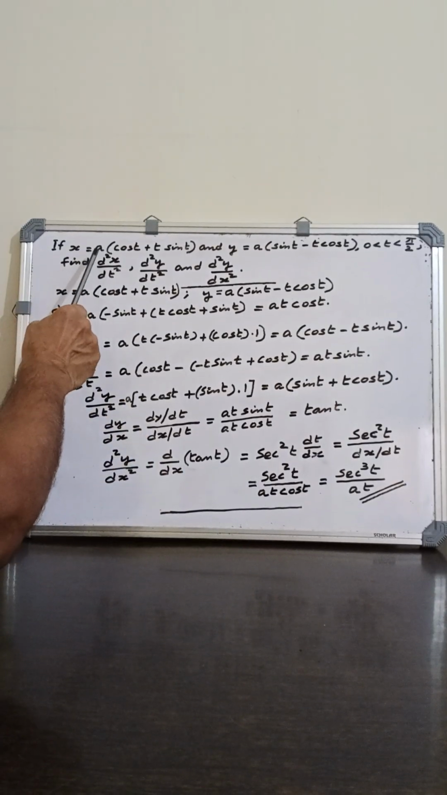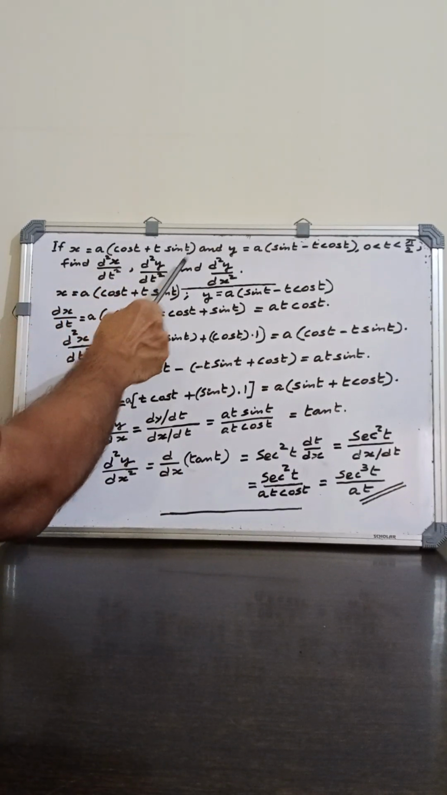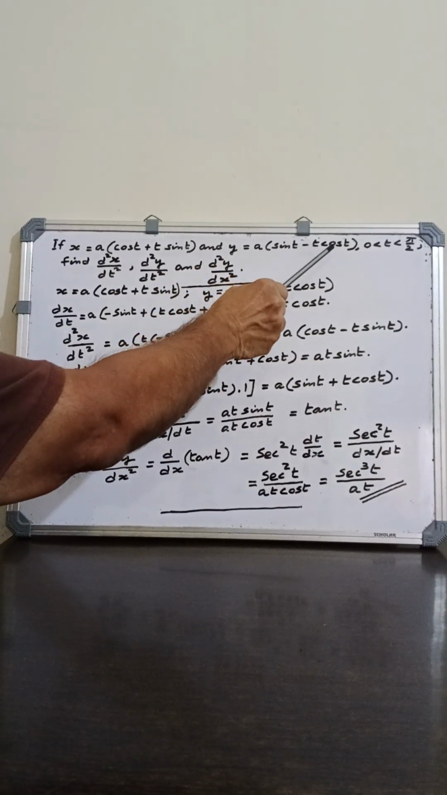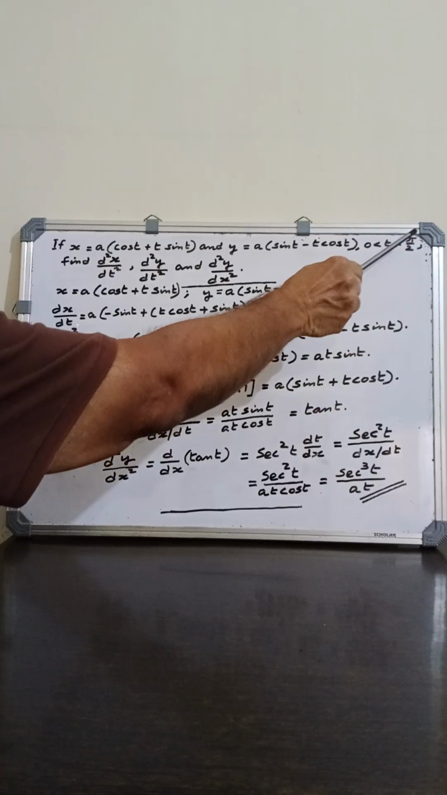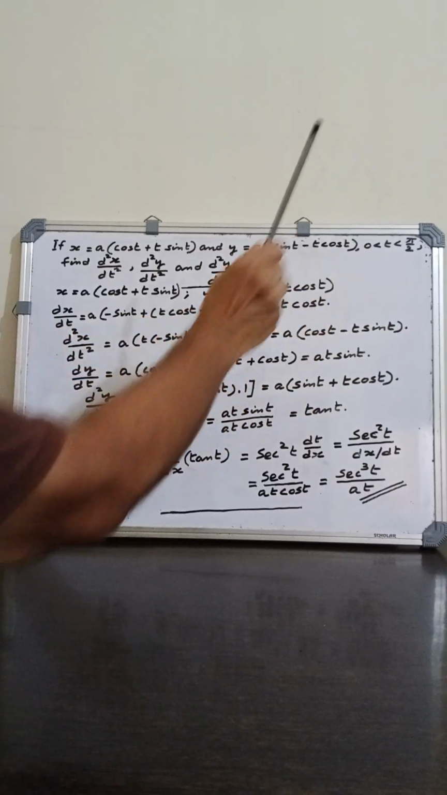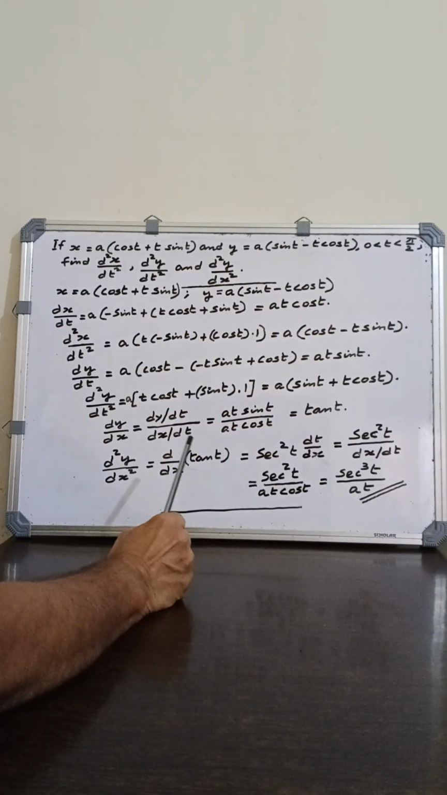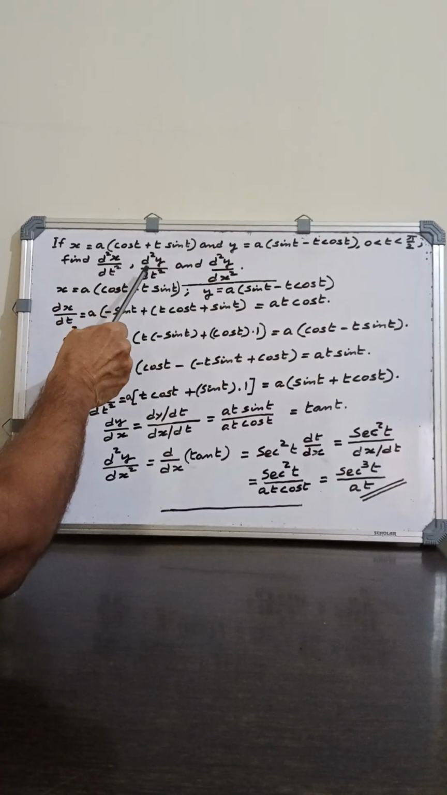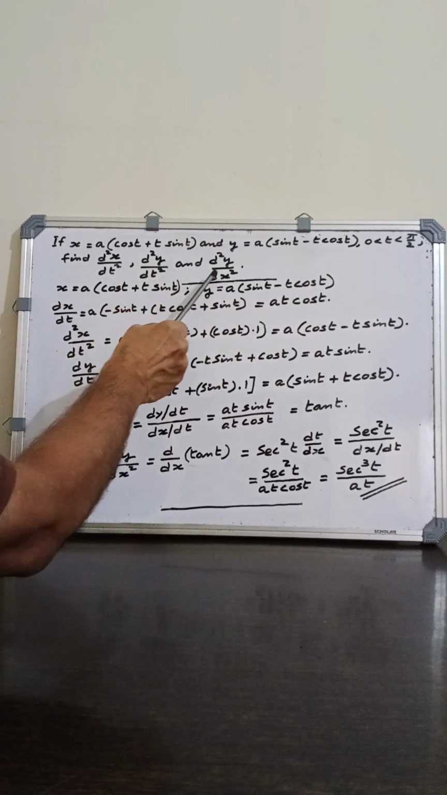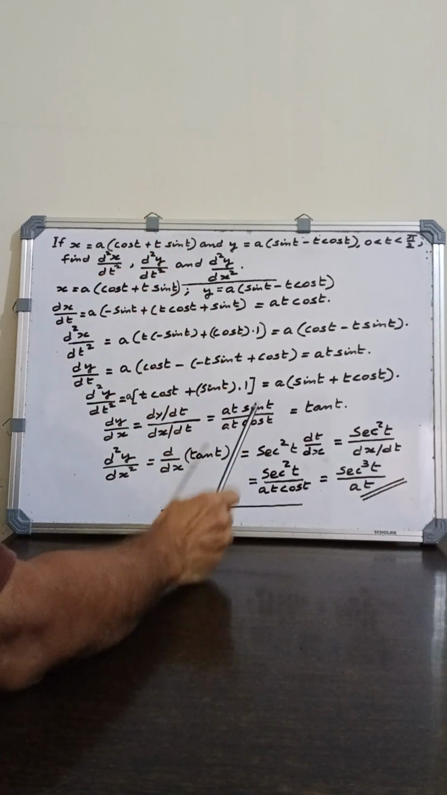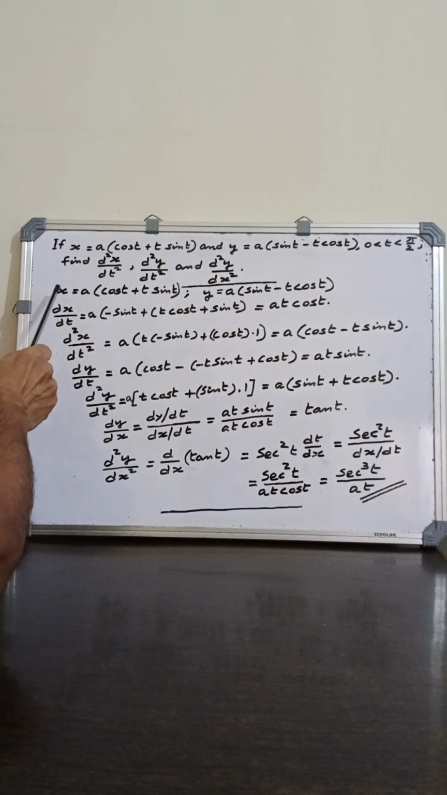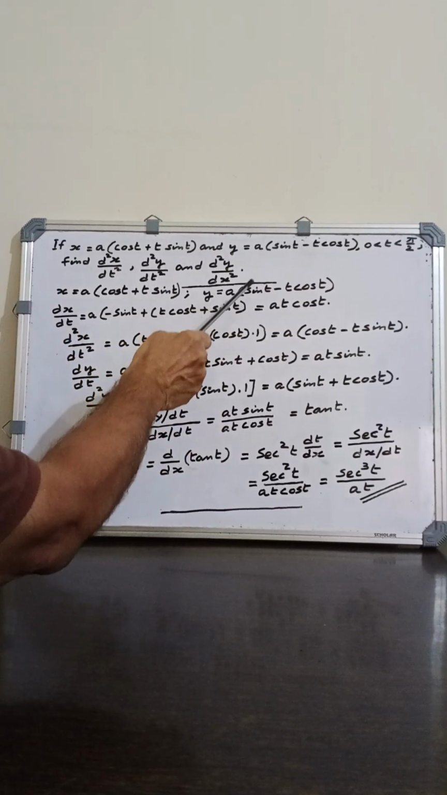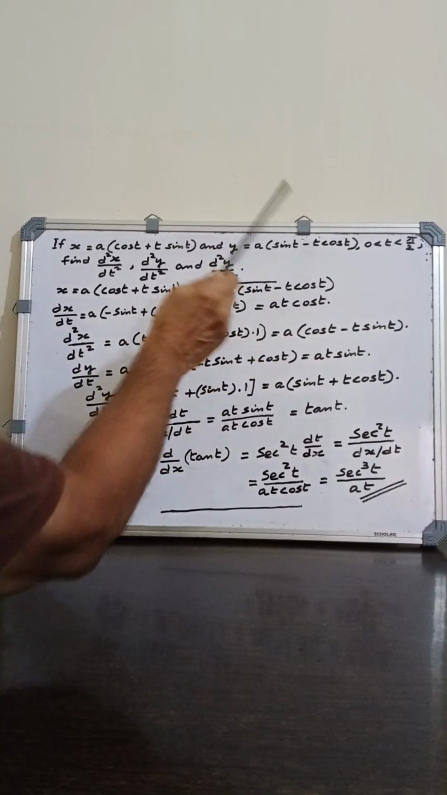If x equals a into cos t plus t sin t and y equals a into sin t minus t cos t, where 0 is less than t is less than pi by 2, that is, t is acute, find d2x by dt squared, d2y by dt squared, and d2y by dx squared. Here, given x equals a cos t plus t sin t, and y equals a into sin t minus t cos t.